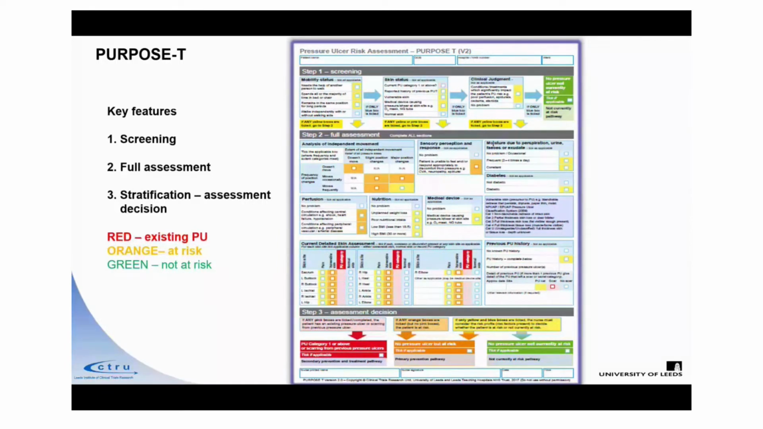So the key features of purpose T, I'm going to go into a little bit more detail, so bear with me for those of you who already are using it, but obviously we're hoping that people who aren't using it can have a better understanding as well. So the key features are that it incorporates a screening stage, a full assessment stage, and a stratification stage, and you can see that it's very colourful.